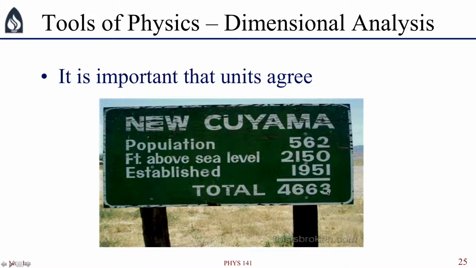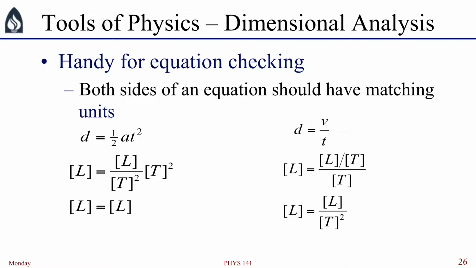What does this number mean? It means absolutely nothing, because these numbers all have different units, they're all very different kinds of things, and adding them together just doesn't make any sense. And this is what dimensional analysis is all about. It's handy for equation checking and allows us to see if an equation makes sense.